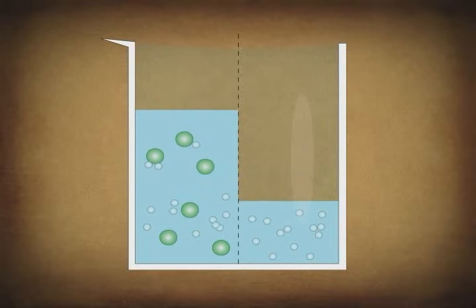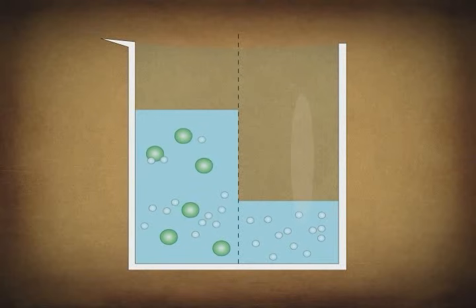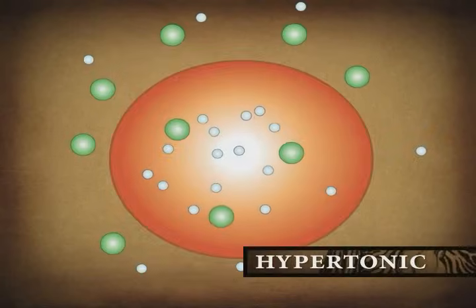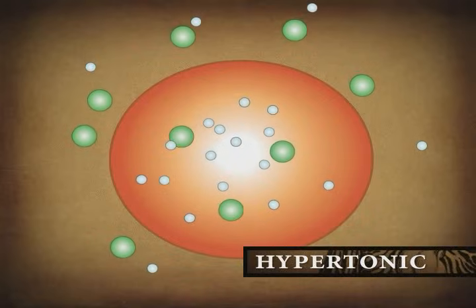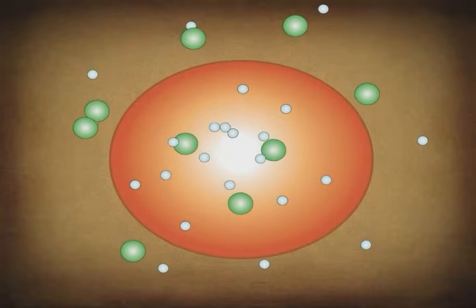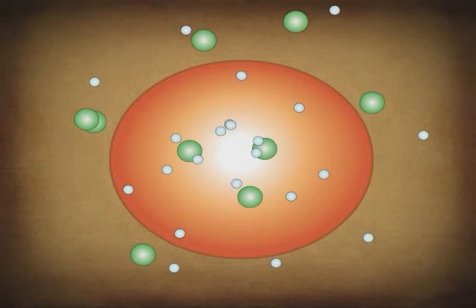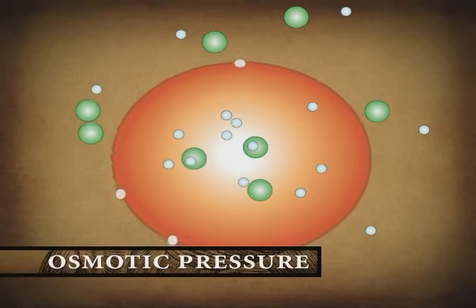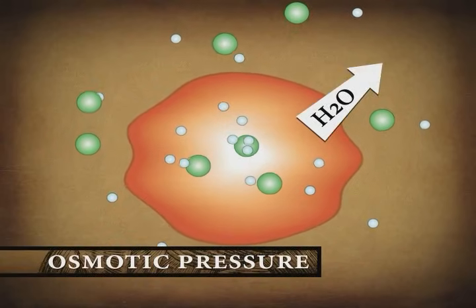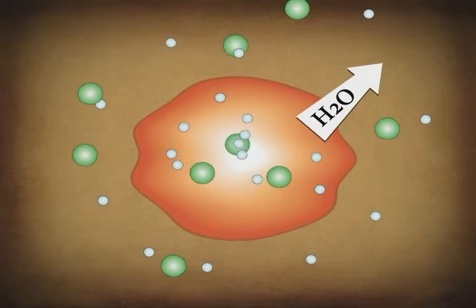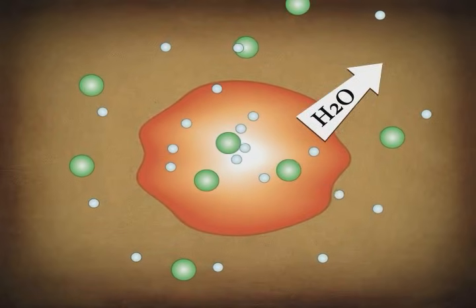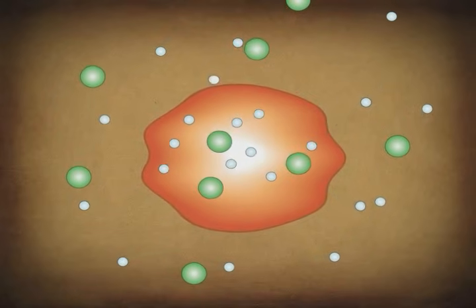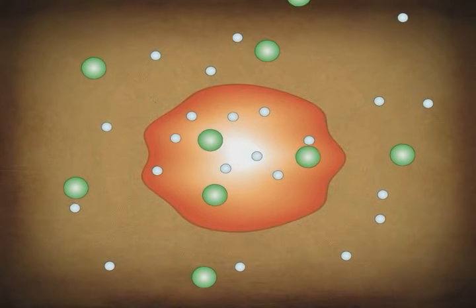So how does this process of osmosis affect a cell? There are 3 possible scenarios. In a hypertonic situation, a higher solute concentration exists outside of a cell than inside it. This exerts osmotic pressure for water molecules inside the cell to diffuse outside where the concentration of water molecules is less. This causes the cell to shrink due to net water loss.